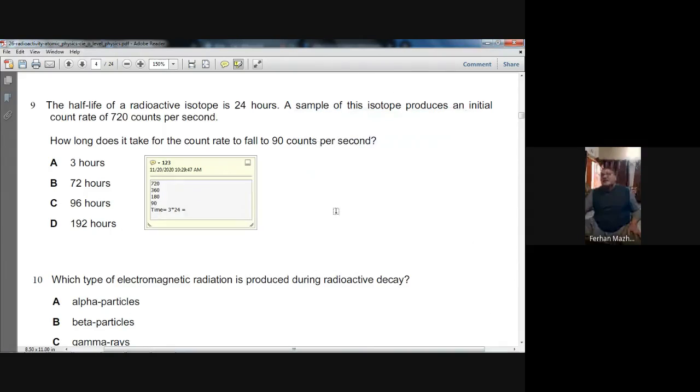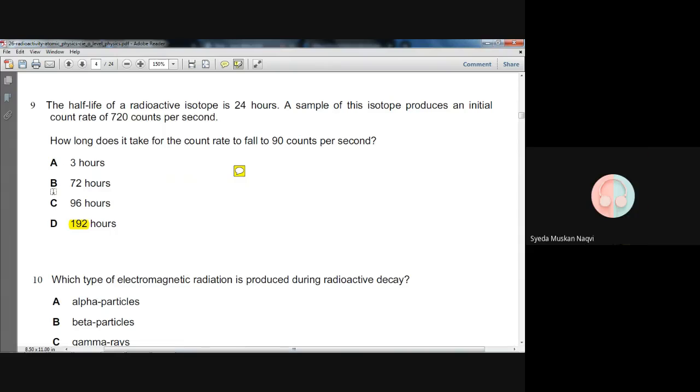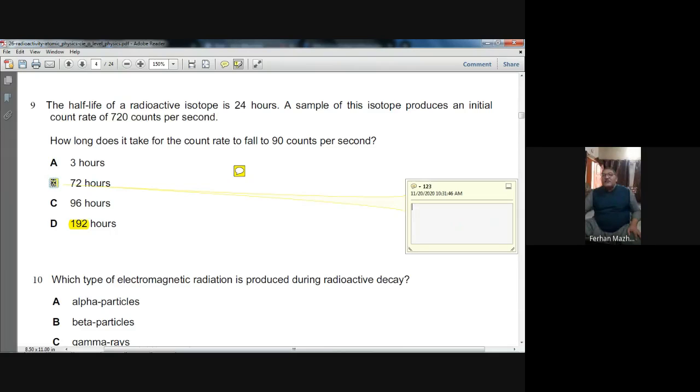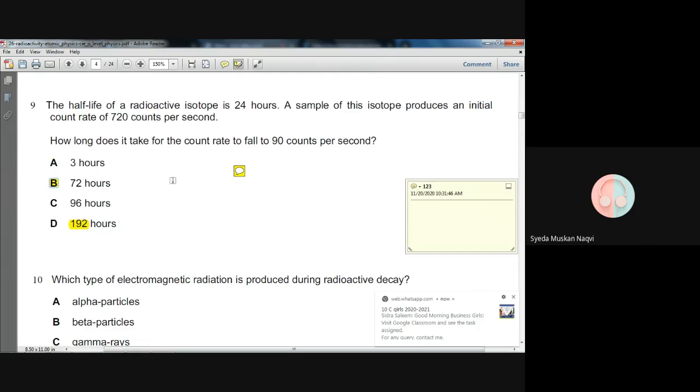Do you understand? Yes, sir. The final answer is 72 hours. By mistake, I have highlighted 192. The final answer is B, 72 hours. You understand? Okay.